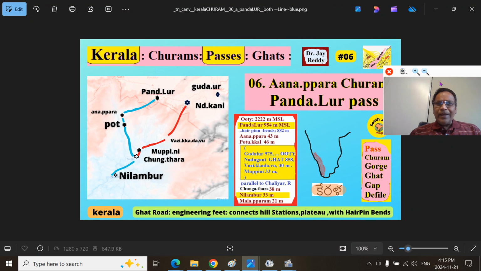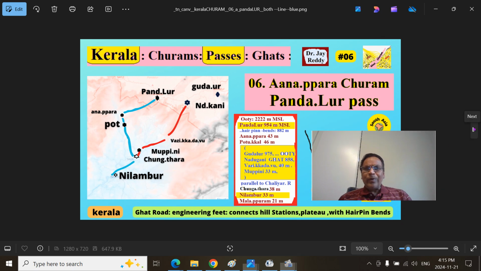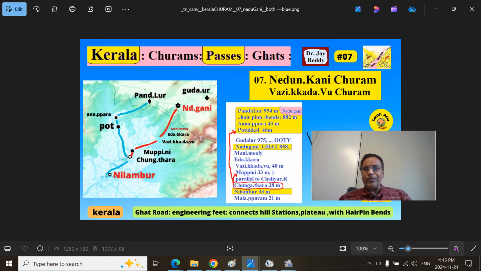The next presentation will talk about another pass, that is the Nedungani Churam, Nedungani Pass.